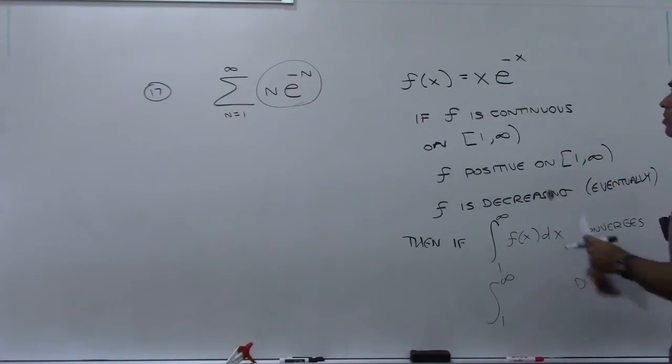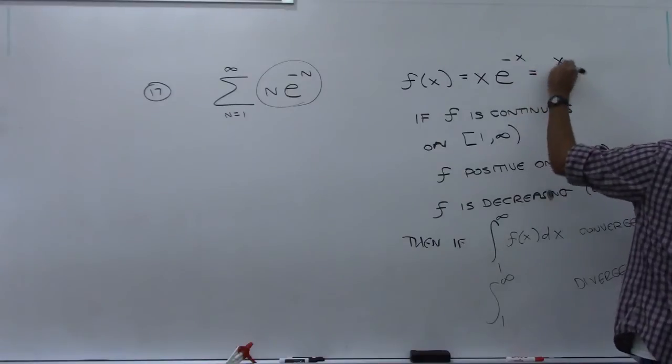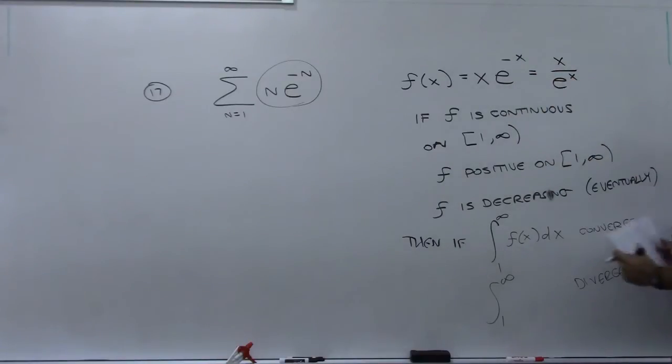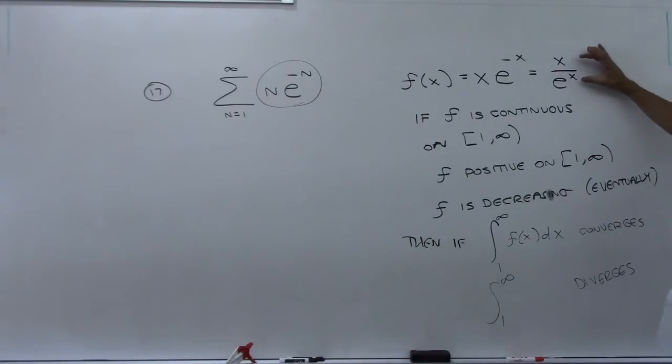Is it a continuous function? Well, let me rewrite this. x over e to the x. x is a continuous function. e to the x is a continuous function. The quotient of two continuous functions is continuous as long as we never have division by 0. This is never going to be 0. e to the x is never 0. So you're never going to get division by 0.